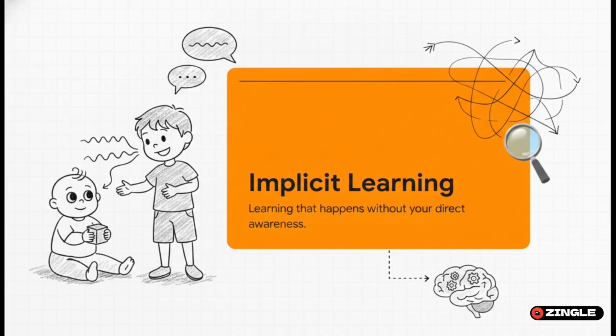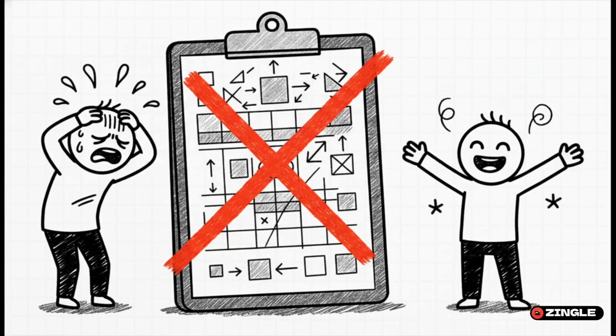When you use the imitation method, you're hacking this exact same system. You're focused entirely on the communication, on understanding and expressing ideas. You are actively mastering complex grammar, but you aren't even consciously aware that it's happening. Basically, this means you can finally stop stressing over the present perfect tense.